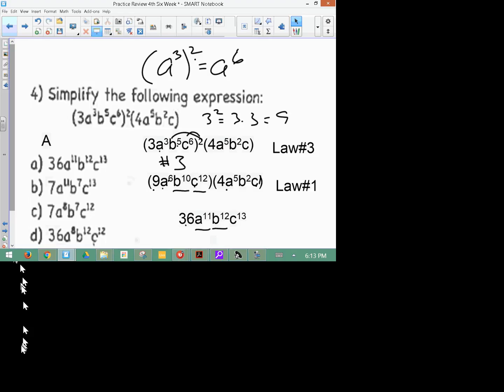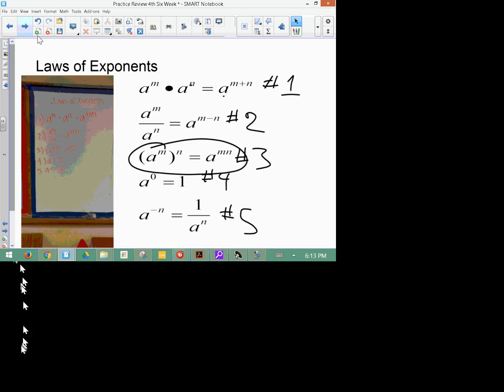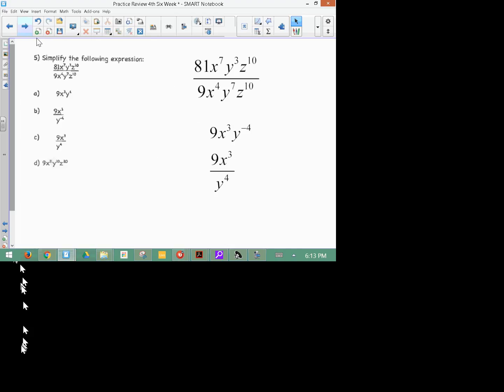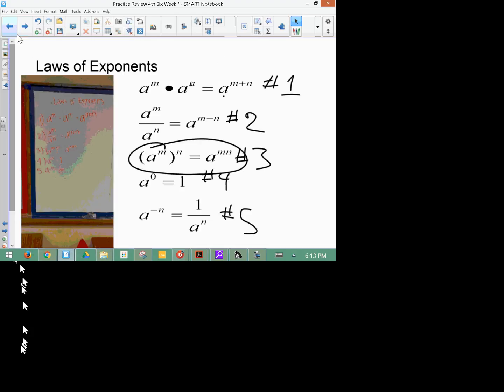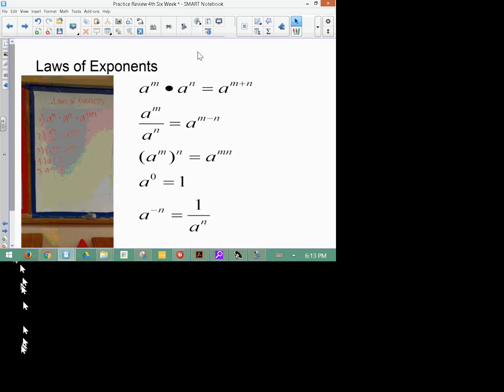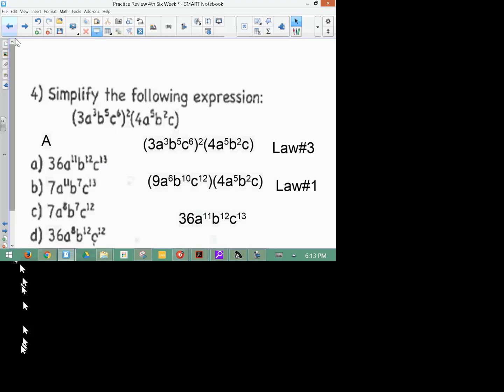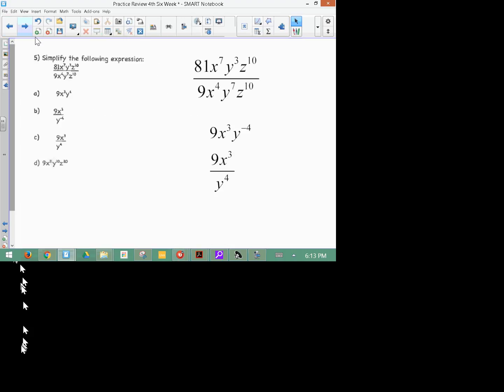So that's 4. And finally, let's look at number 5. Number 5, I rewrote it again. According to our laws, we're dividing here, and there's our rule for dividing right here. We're going to divide a to the power m by a to the power n, and we're going to subtract the exponents. So that's law number 2.